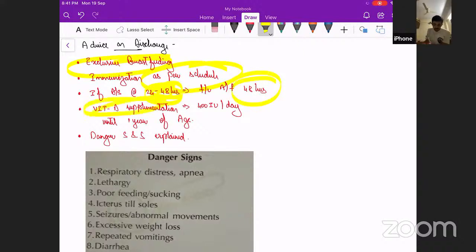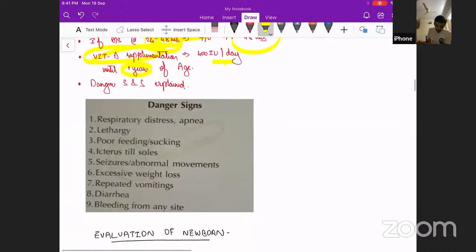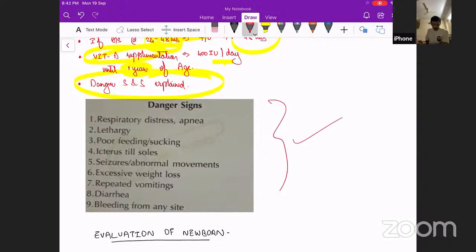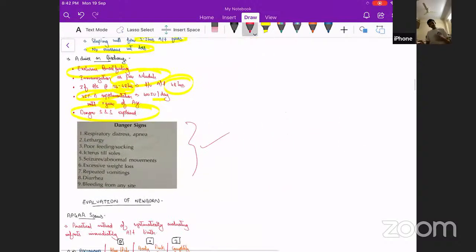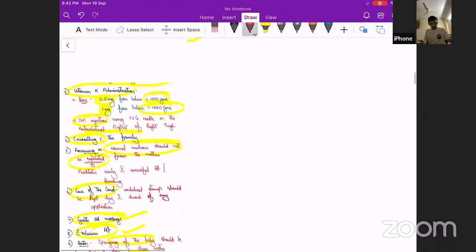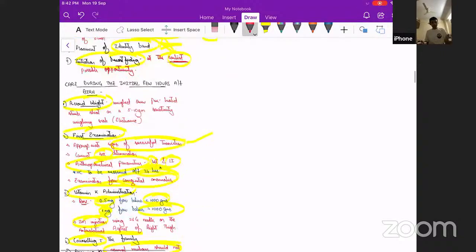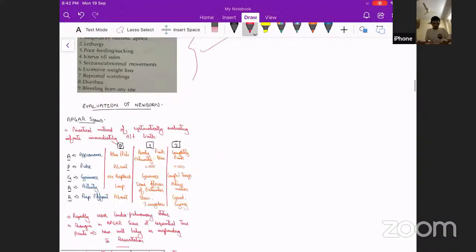Vitamin D supplementation needs to be given until 1 year of age, at 400 international units per day. And we'll have to explain regarding the danger signs and symptoms. This includes certain danger signs and symptoms. Okay. So this was to do with the routine newborn care. So this is again one of your 10 marker.